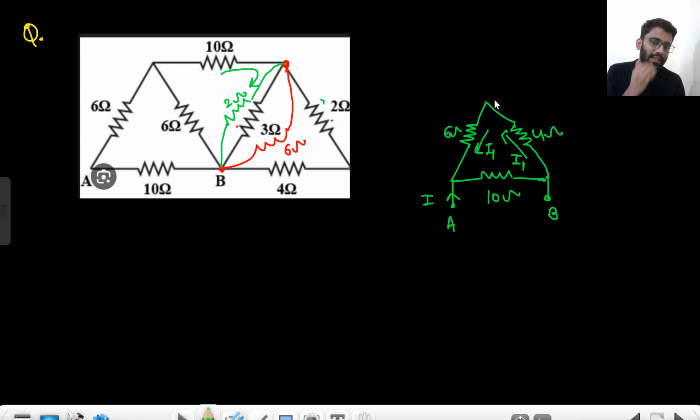Okay, but if I make a node C here, this node C will not have any current, because we are not finding equivalent across this. So this I1 current has a path to go to C, but no, it will not go there, because there is no current. So this I1 current will completely flow into 4 and 6. Okay, this is one important point, and many students get confused about it many times.